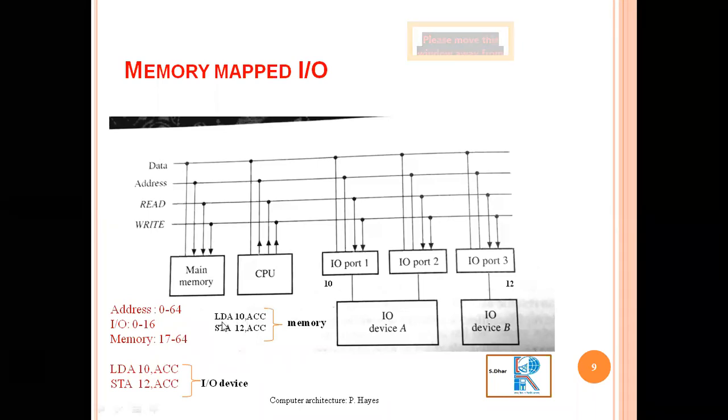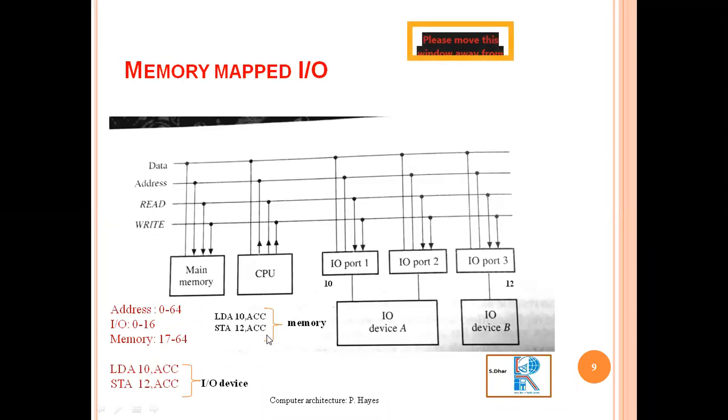Similarly, suppose the same instruction LDA 10, accumulator. Sorry, I have written it wrong here. We must correct it. It should be LDA 19, accumulator. That means the address is now 19. As the address is 19, it will check that this is a simple memory operation, 17 to 64. So the CPU will understand this is a memory operation. Suppose again the store operation, store 25, accumulator, not 12, 25. So 25 lies between 17 and 64.